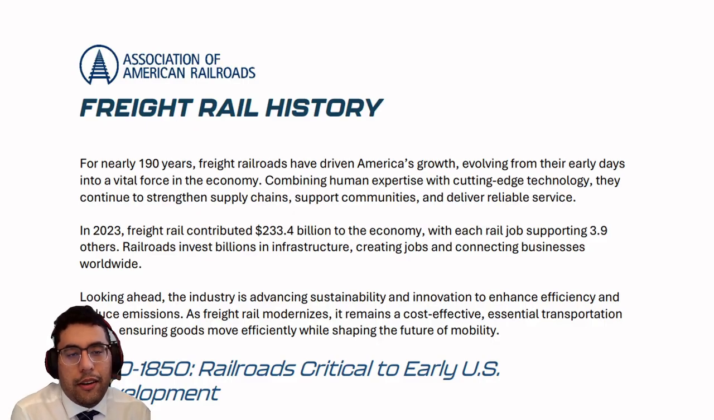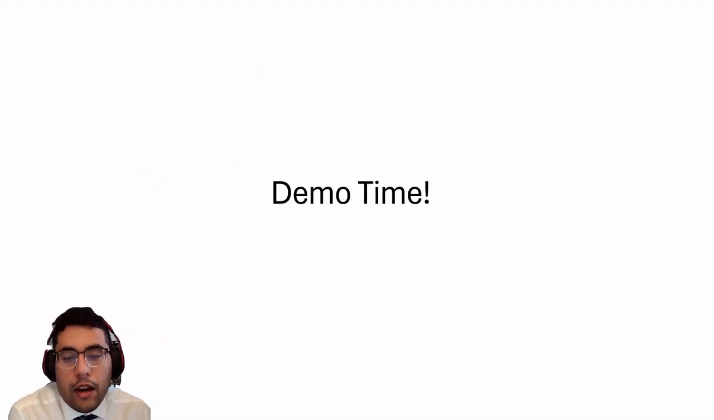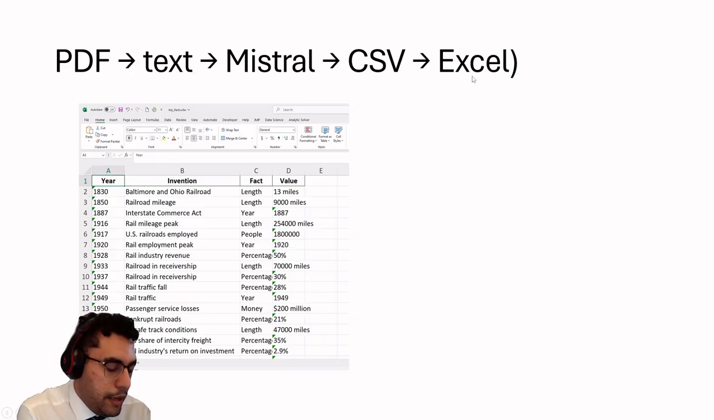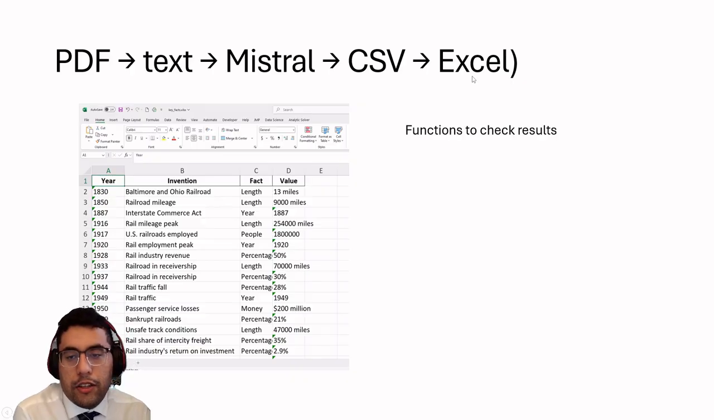So what we're going to do today in our demo is that we're going to take this PDF and we're going to take some critical details out of it, like the year and 233 billion, and put that into an Excel sheet. All right, we're going to do a demo after this last slide. So yeah, we're going to take a PDF. It's going to go into text, then Mistral, and then to CSV, and then we can open it up in Excel.